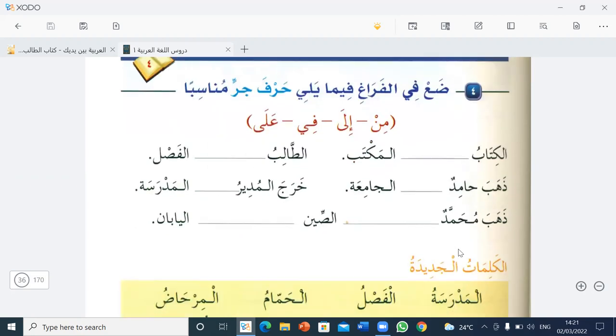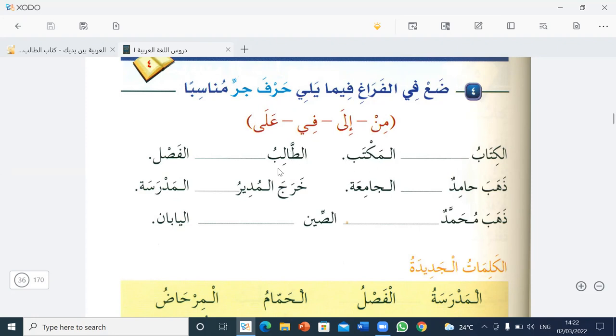So Diana, try. The first one, teacher? Yeah. Al-kitabu, dash, maktabi. Okay, teacher, I try. Bismillah. Al-kitabu. The book is on the desk. So say it in Arabic. Al-kitabu ala al-maktabi. Yes. Al-kitabu ala al-maktabi. The book is on the desk.